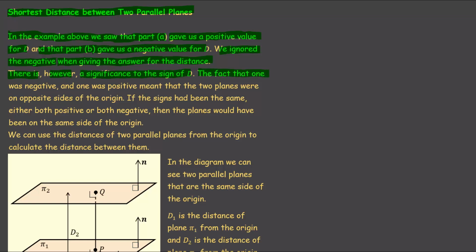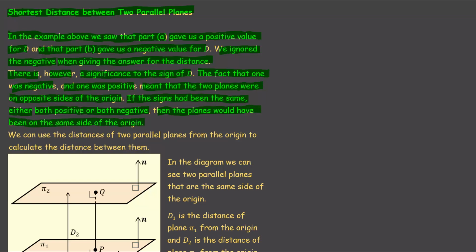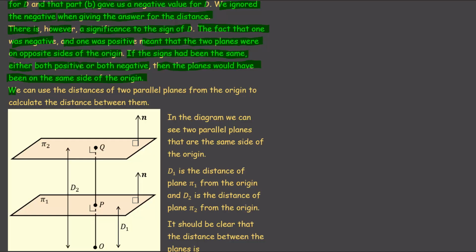The fact that one was negative and one was positive meant that the two planes were on opposite sides of the origin. If the signs had been the same, either both positive or both negative, then the planes would have been on the same side of the origin. We can use the distances of two parallel planes from the origin to calculate the distance between them.